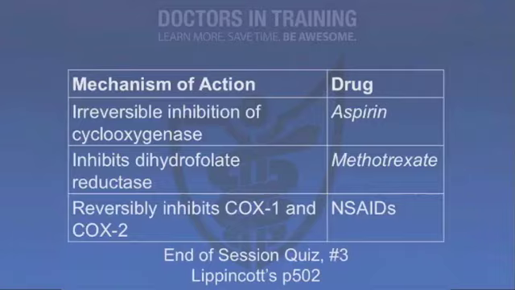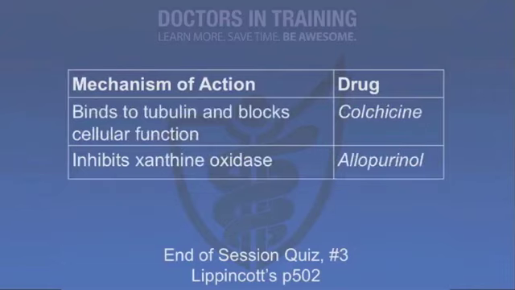Which agent has the following mechanism of action? So irreversible inhibition of cyclooxygenase, that's going to be aspirin. Inhibits dihydrofolate reductase, methotrexate. Reversibly inhibits COX-1 and COX-2, that's going to be most of your NSAIDs, other than aspirin. And binds to tubulin and blocks cellular function, that's going to be colchicine, and inhibits xanthine oxidase, that's allopurinol.